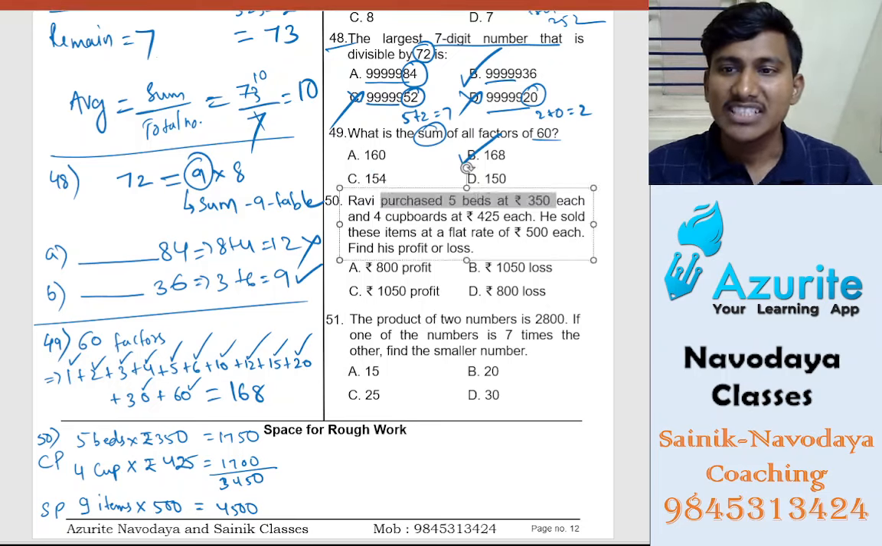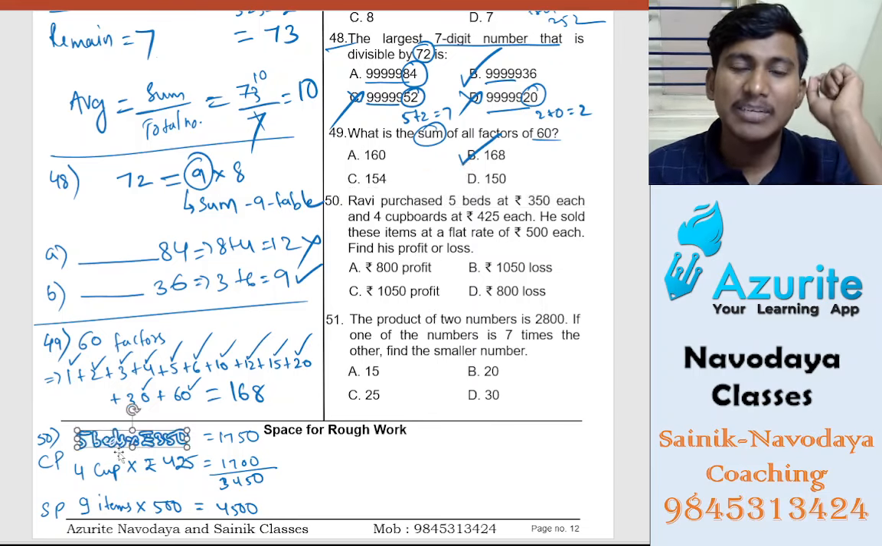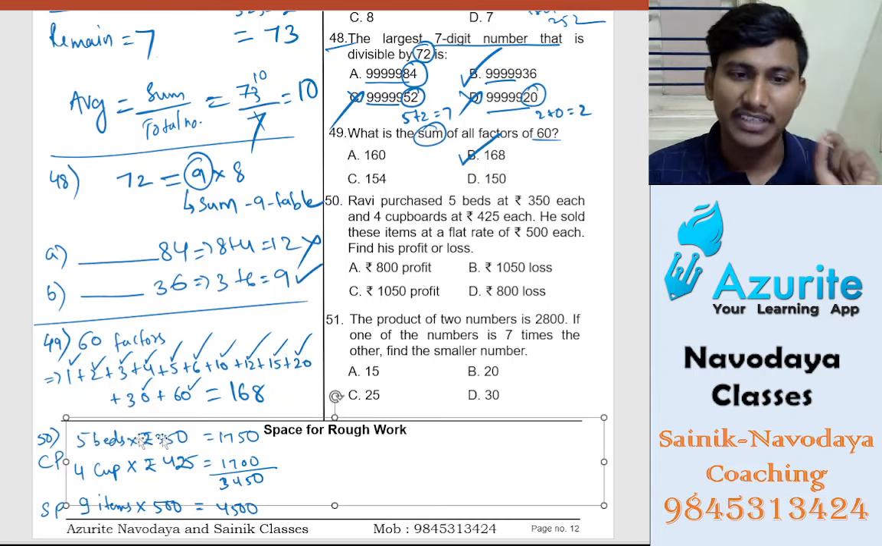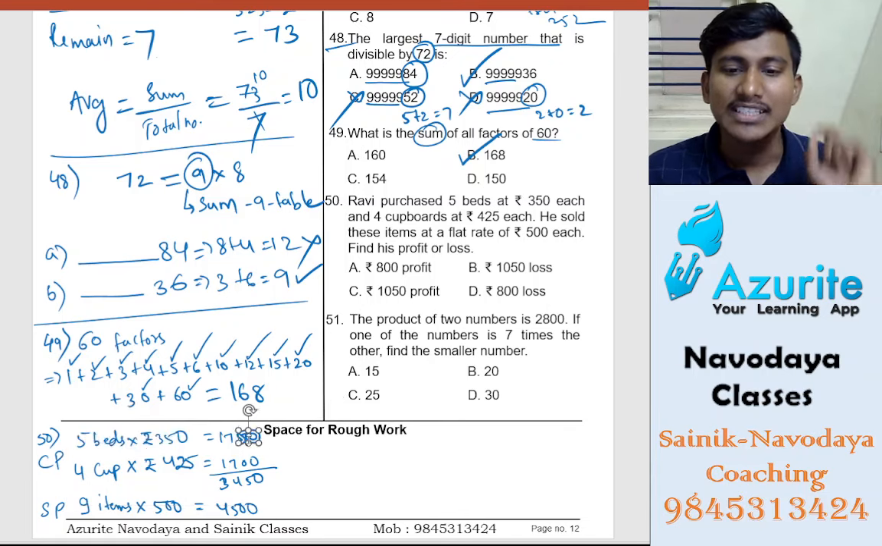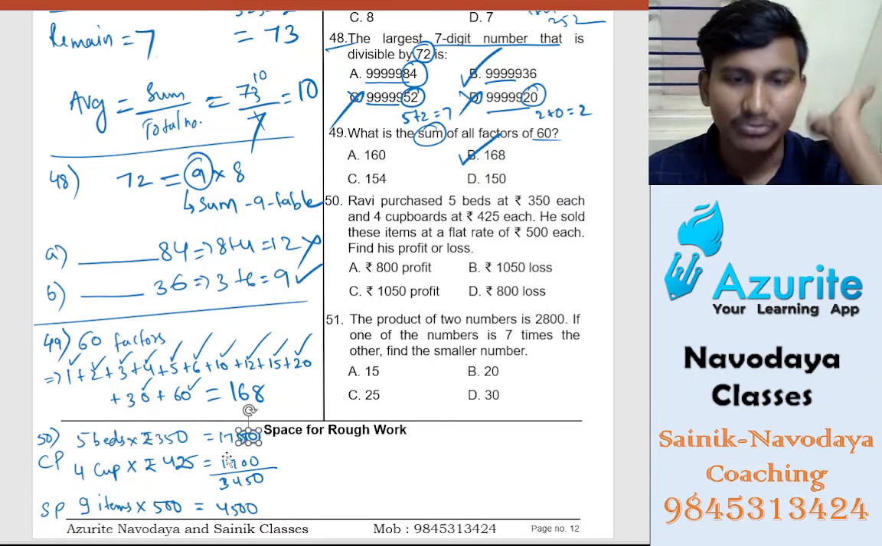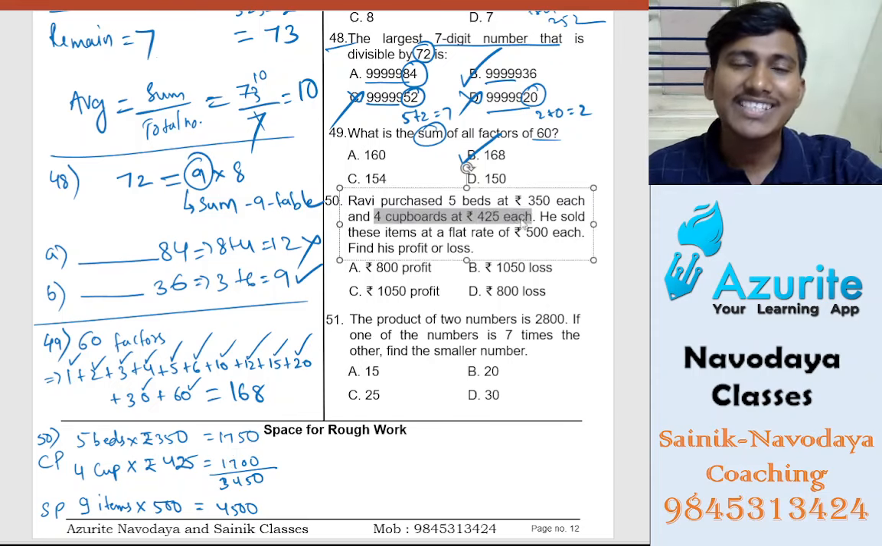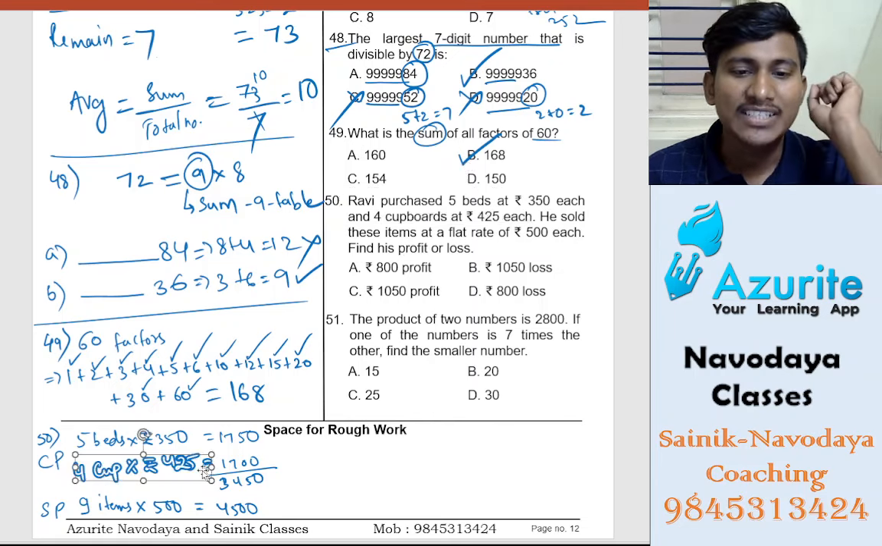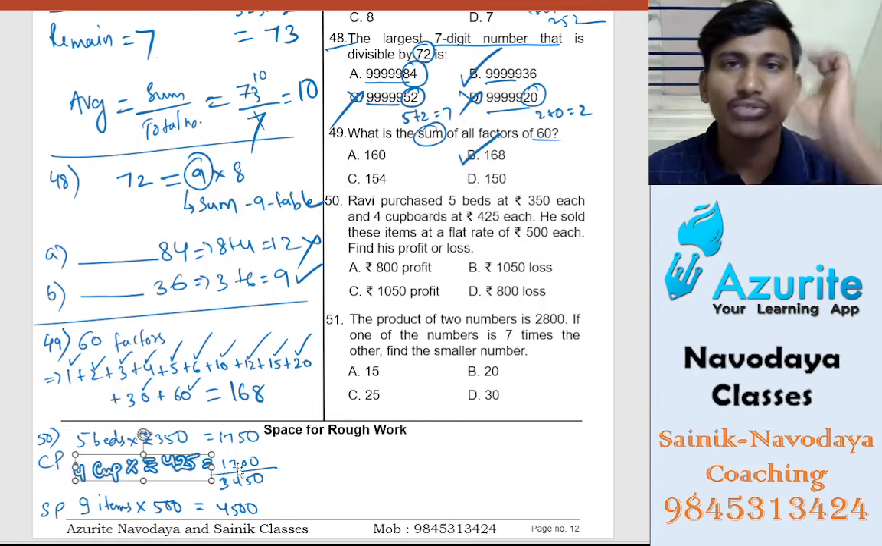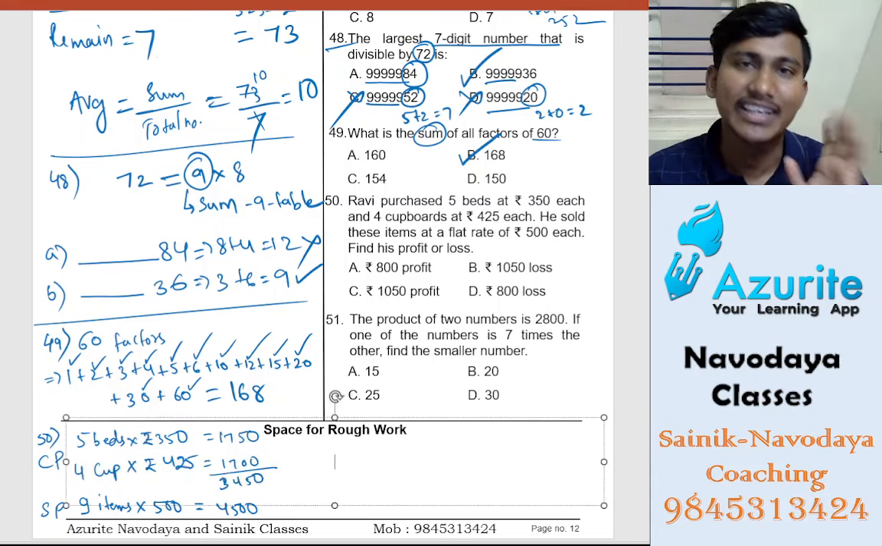Ravi purchased 5 beds at 350 rupees. So for 5 beds, one bed is how much? 350 rupees. 5 beds means we have to multiply with 5. So it will be how much? That is 1750 rupees for 5 beds. Now 4 cupboards at 425 each. So one cupboard is 425. 4 cupboards means we have to multiply, it will become 1700.